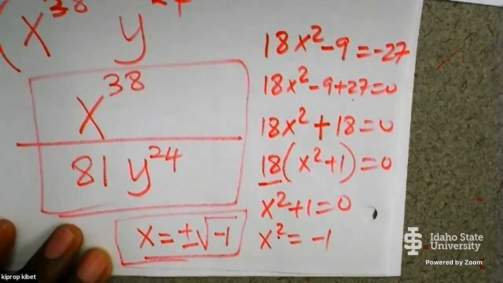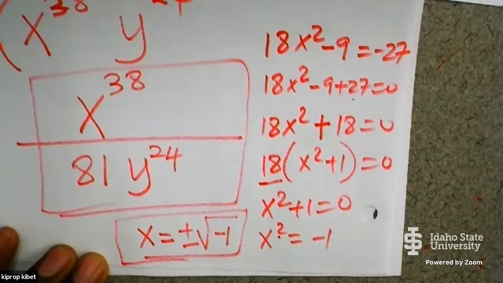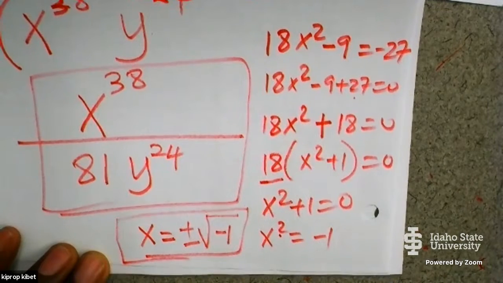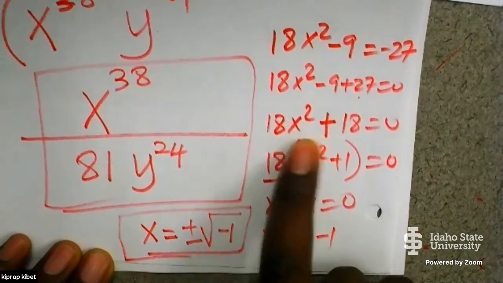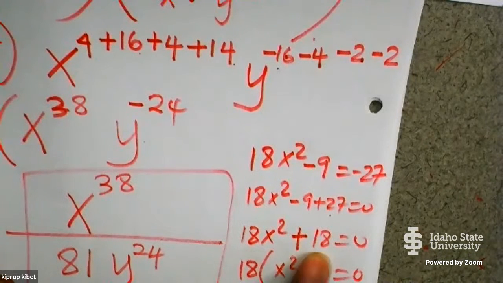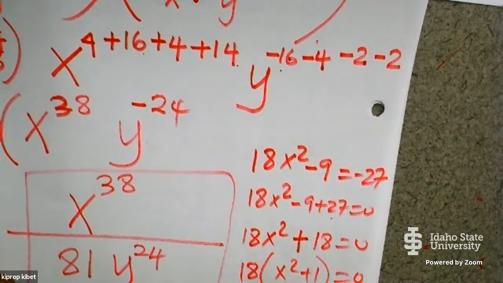Could you rewrite the 18x squared plus 18 as 18x plus 18 or 18x minus 18? Because I got negative 1 and 1. I didn't get a square root. No, you don't get negative 1. Because basically here, our greatest common factor is 18. When you factor out 18 and cancel everywhere by 18, you remain with x squared plus 1.